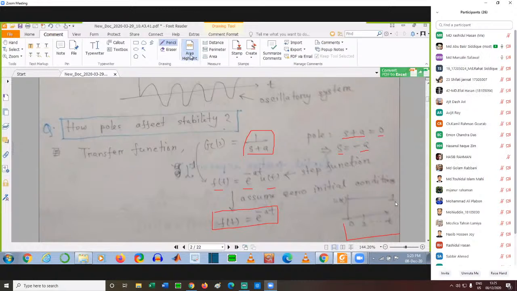and if the pole is at 0, in that case the system is marginally stable. That is the conclusion we can draw from this. Sir, could you give the PDF, sir? Yes, definitely. I will give you the PDF, no problem.